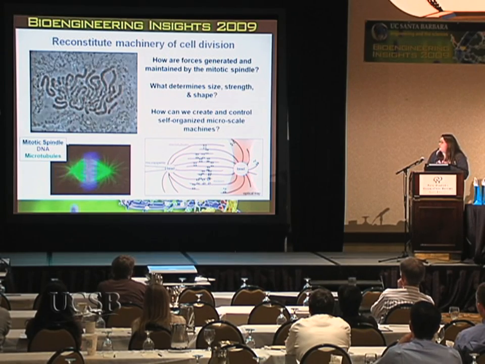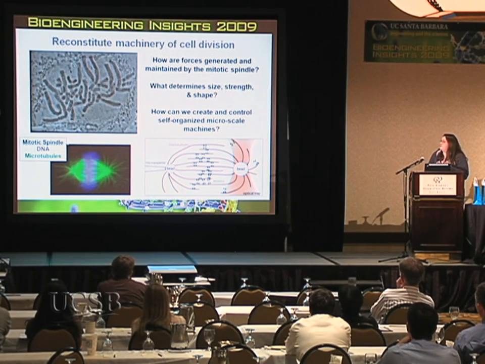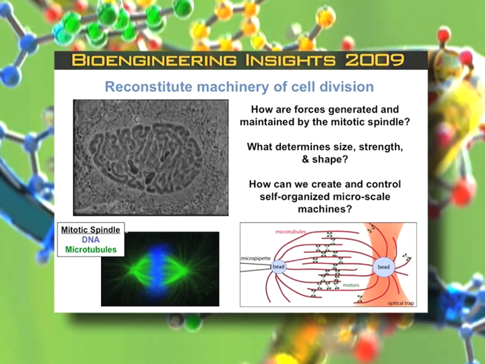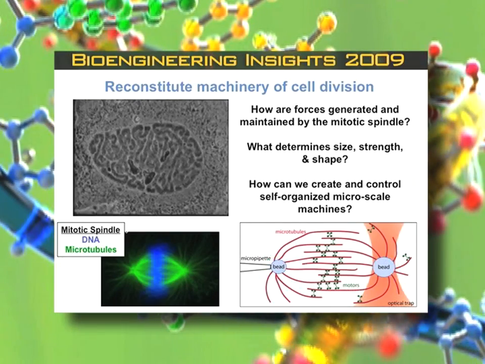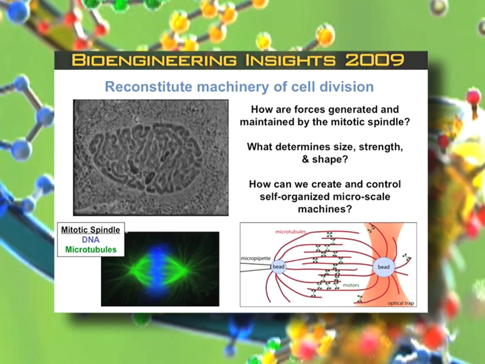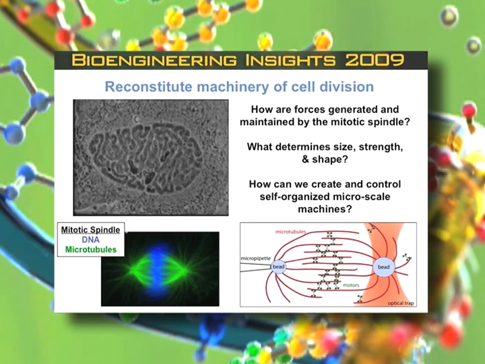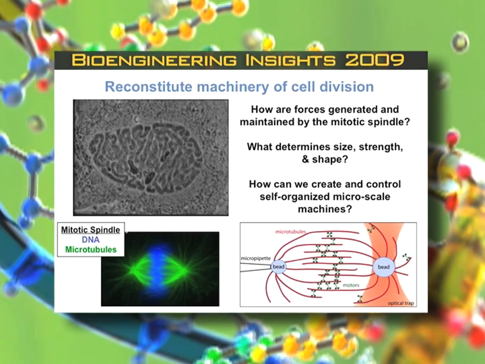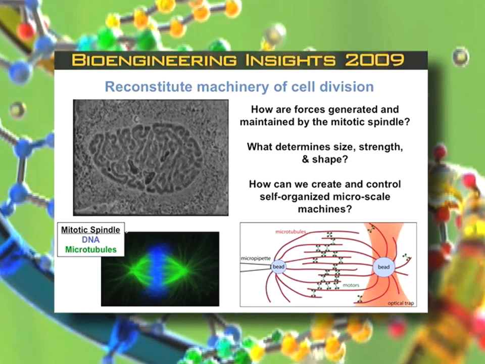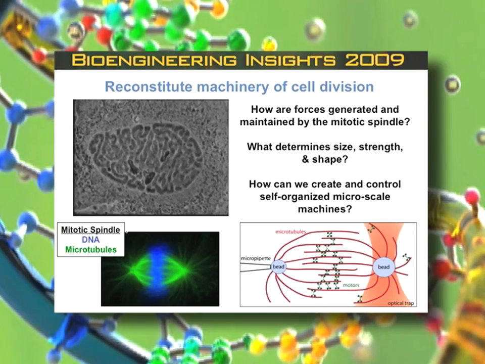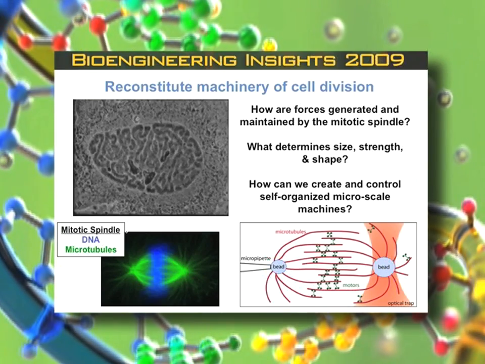And then, the ultimate goal of this work, I think, is to really reconstitute the machinery of cell division and understand how this very complicated process happens. So this is a plant cell that has very large chromosomes, so it's very striking in its division. But we're trying to understand how forces are generated and regulated here, and I think to understand the system, it's not just about force generation, it's about how force generation feeds back to chemical signaling and how chemical signaling influences the forces that are generated.